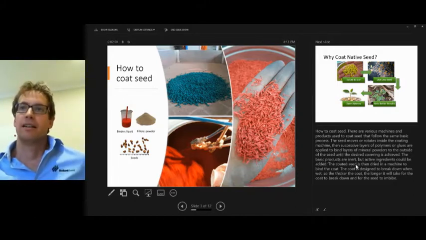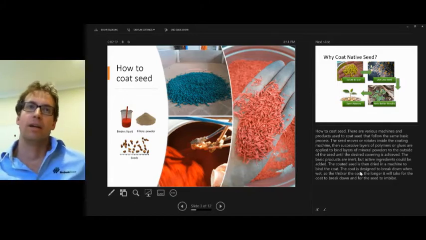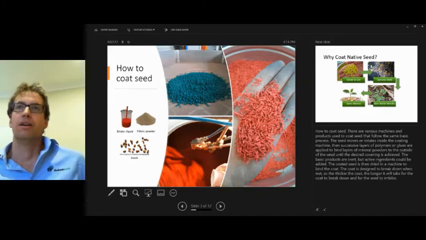Once the seeds are coated, they're just dried off in a machine to bind the coat, and the coat is designed to break down when it's wet. So if you've got a thick coat, it'll take longer to break down and for the seed to imbibe.